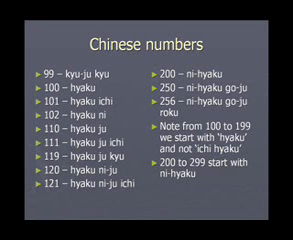If we have the tens number, for example, 250, you will say ni hyaku goju. If you now have a number in the units digit also, let's say 256, it will be ni hyaku goju roku. So this is the kind of replication that happens. You have to note that right from 100 to 199, you start only with hyaku and not ichi hyaku. But from 200 to 299, we will be using ni hyaku and so on. You will use the corresponding number right up to 999.